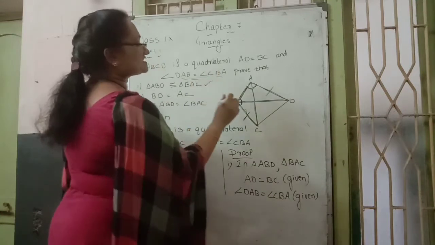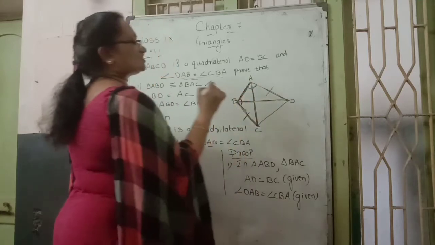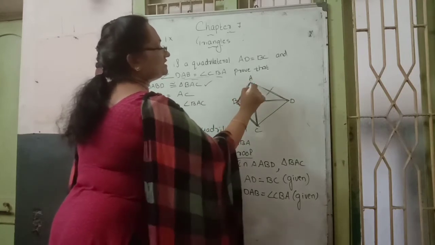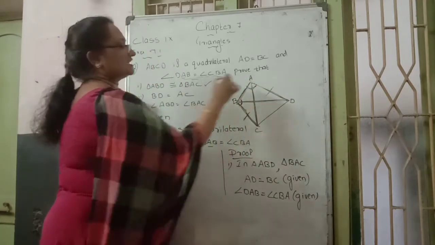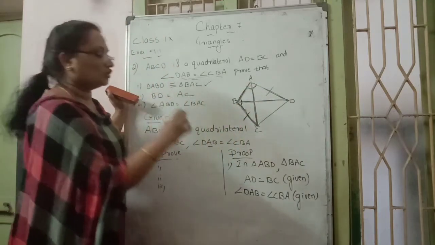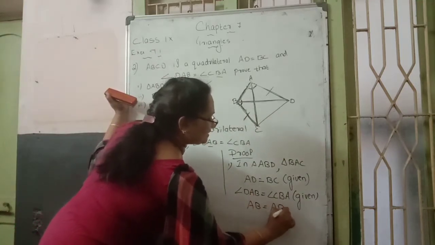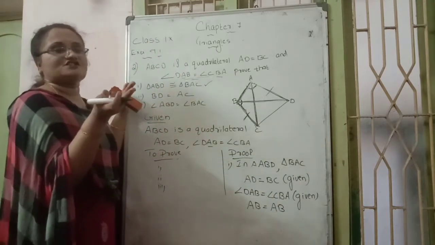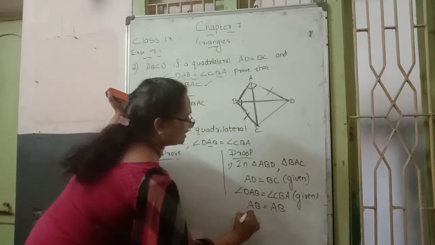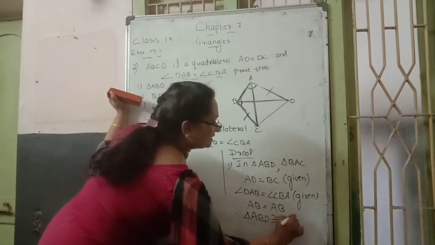What can we say here, see. In triangle ABD and triangle ABC, which side is common for both triangles? AB side is common. In triangle ABD, AB side is there. In triangle ABC, AB side is there. That side is common for both, so we can write AB side is equal to AB side. So 3 conditions are satisfied. That's why we can say our 2 triangles, therefore our required triangle ABD is congruent to triangle BAC.